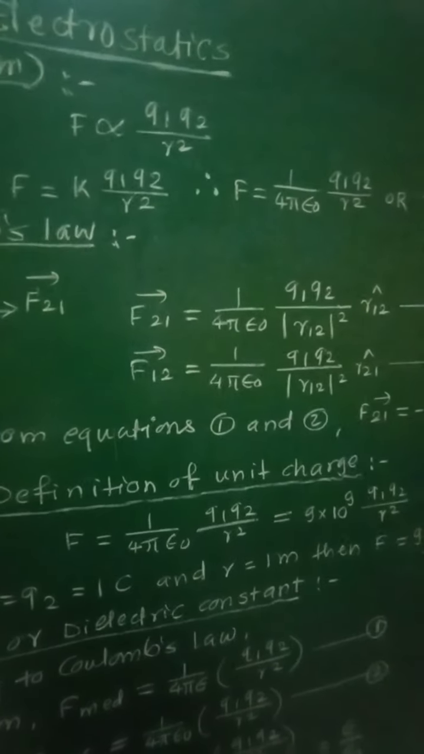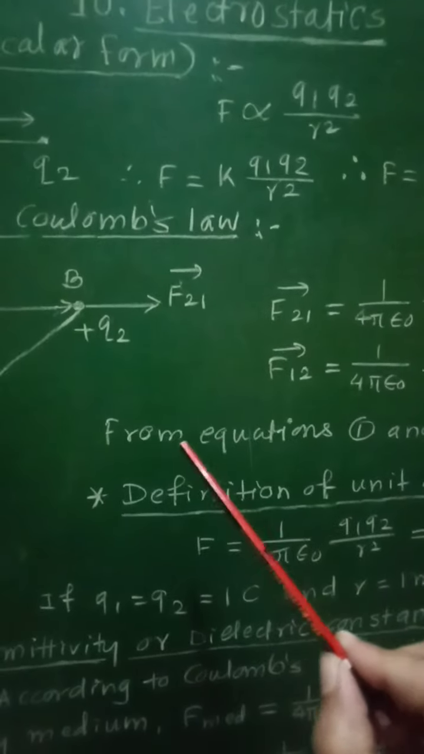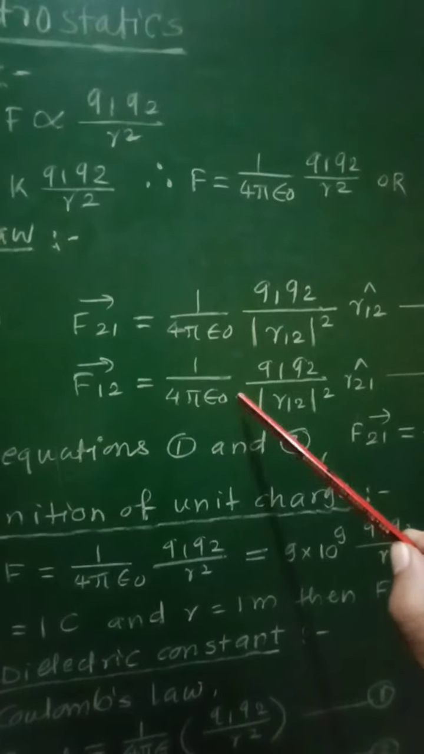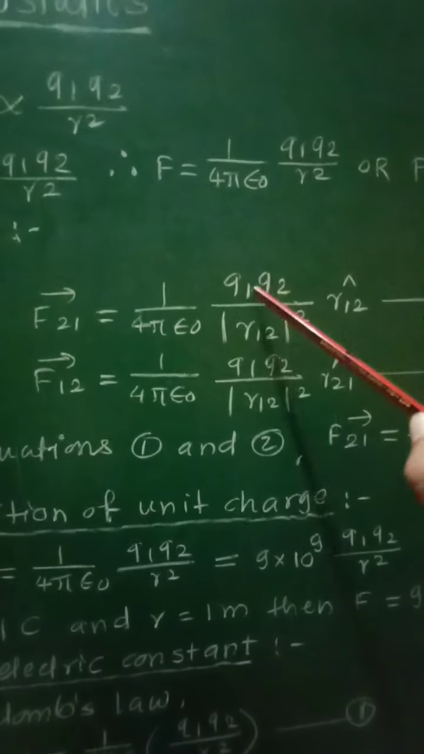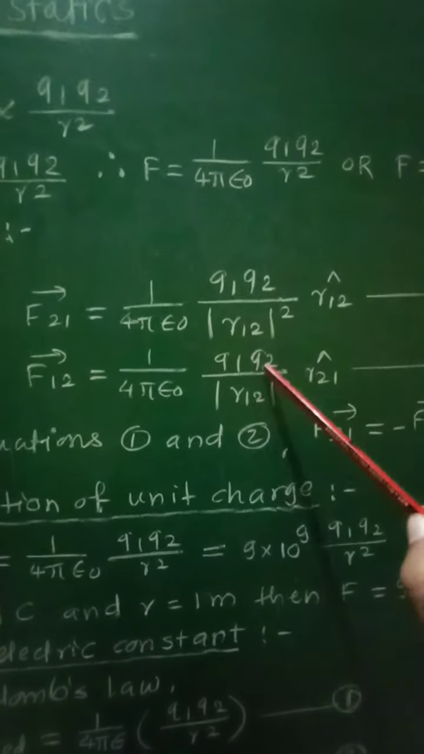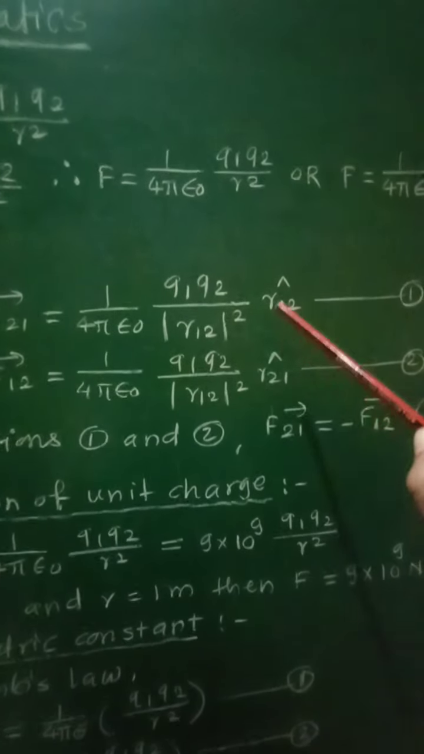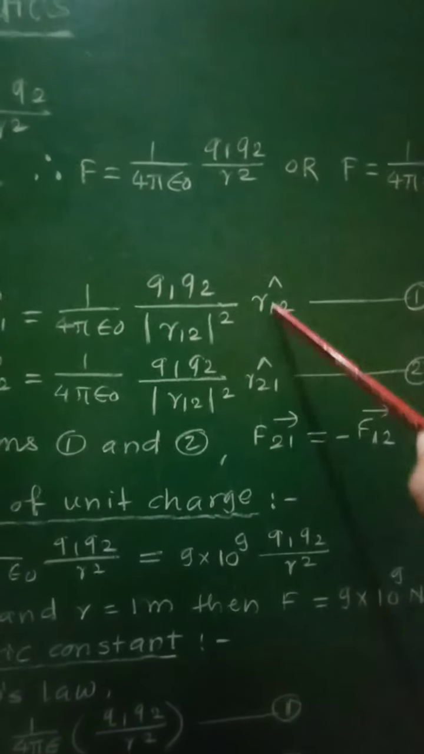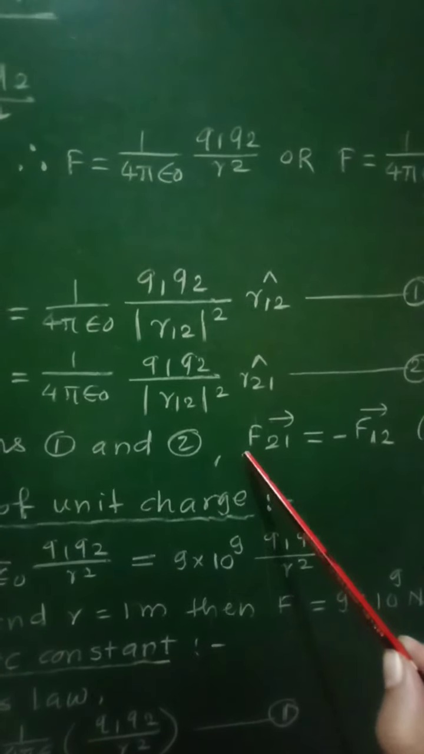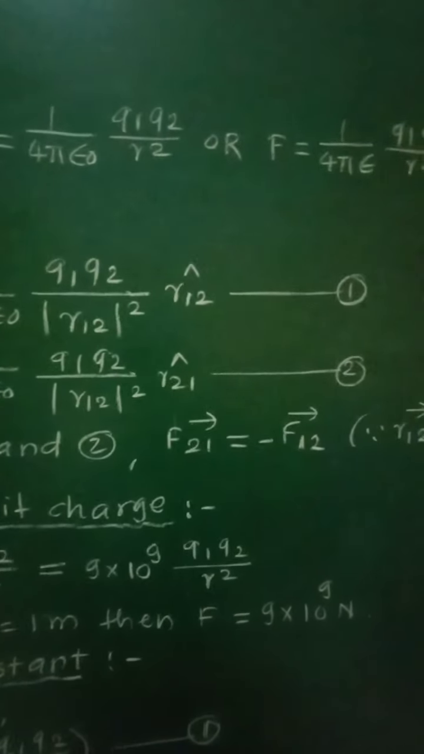Now from equation 1 and 2, it is observed that 1 upon 4 pi epsilon 0 equal to 1 upon 4 pi epsilon 0. This second term Q1 Q2 upon magnitude of R12 square and Q1 Q2 upon magnitude of R12 square are equal, and these two unit vectors will be equal in magnitude but opposite in direction, and therefore we can say that the force F21 will be equal to minus of force F12.